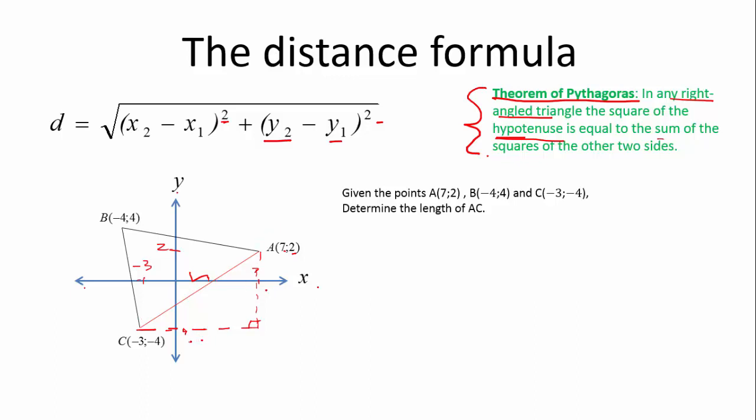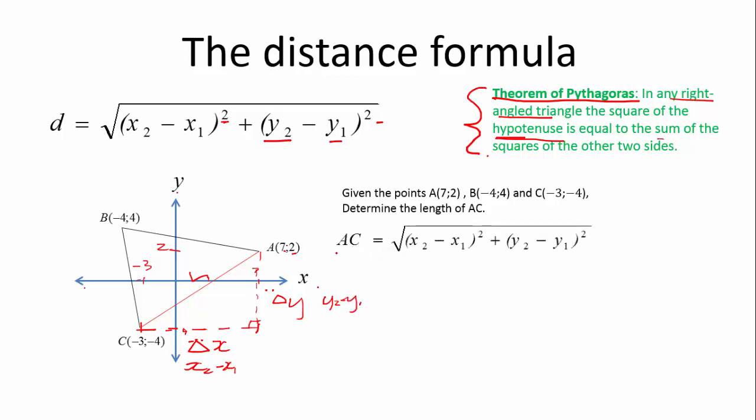So if we knew the length of this, and we knew the length of this, we could find the length of that. Conveniently, this length here is the change in x. I draw it with a little triangle. Change in x, that's the difference in the x. So that's the same as x2 minus x1, and the change in y is the same as y2 minus y1. Let's carry on. We're going to have AC, that's the length we're trying to find, and that is equal to (x2 minus x1) squared plus (y2 minus y1) squared.